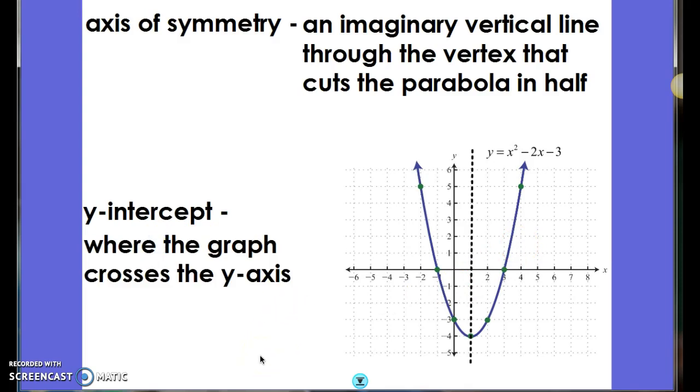Also, the last part of a parabola that we're going to talk about is our y-intercept. Our y-intercept is where the graph crosses the y-axis. Your y-axis is your vertical axis, so the point where it crosses the y-axis is your y-intercept. So it's right here at the point (0, -3).